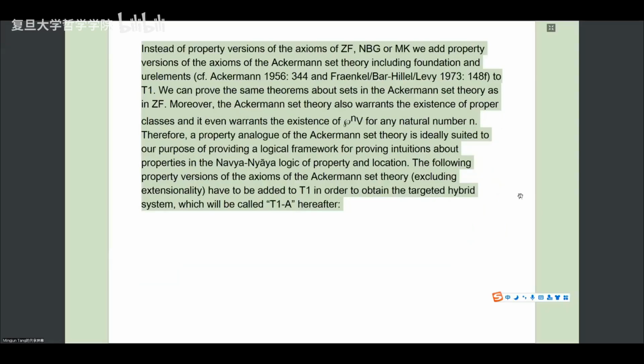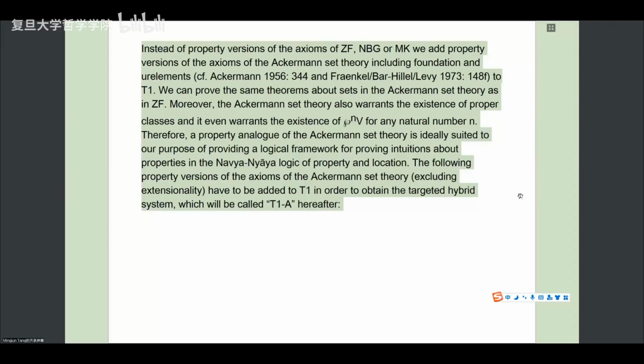Instead of property versions of the axioms of ZF, NBG, or MK, we add property versions of the axioms of the Ackermann set theory, including foundation and urelements. So this system was created by Ackermann in the 1950s. He published also an article on it, and it's also explained in a book by Fraenkel, Bar-Hillel, and Levy. There's also an article in the Stanford Encyclopedia of Philosophy about alternative set theories, and there you have also an exposition of this set theory, which was created by Ackermann, the Ackermann set theory. So we will add the axioms of the Ackermann set theory to T1, or rather translations into property axioms.